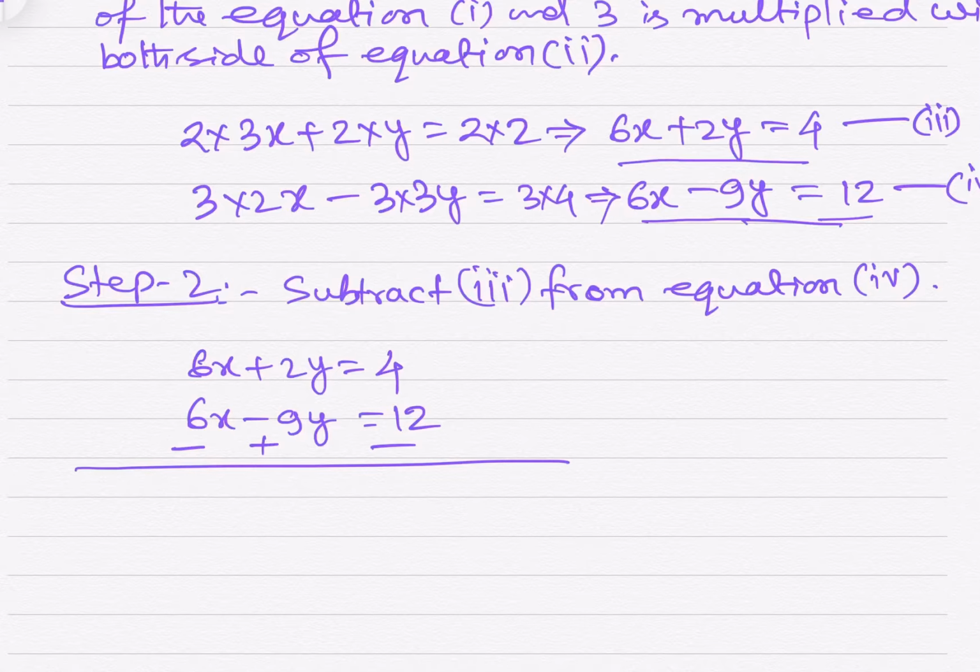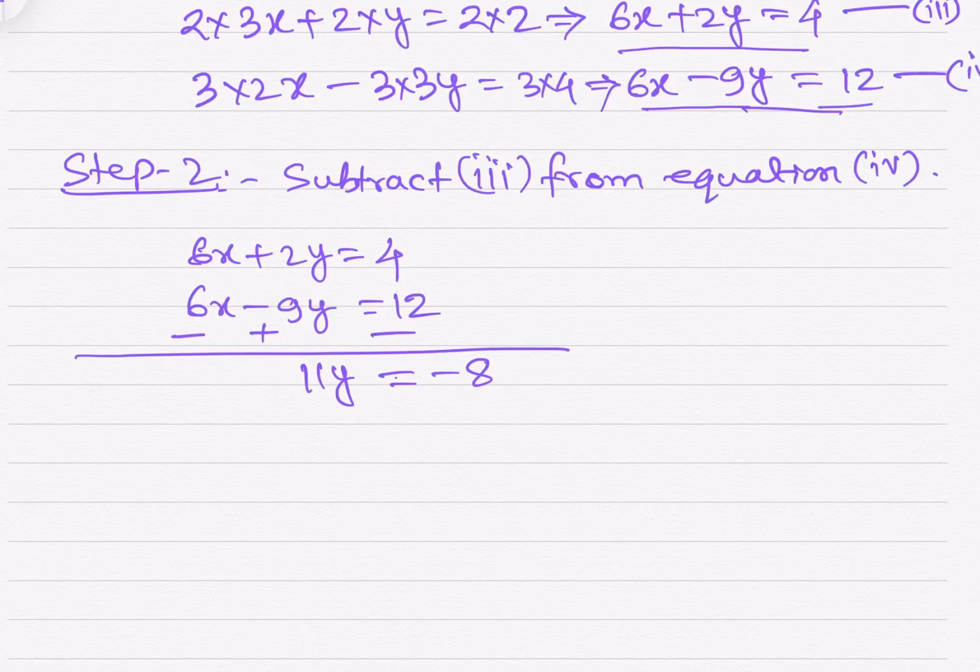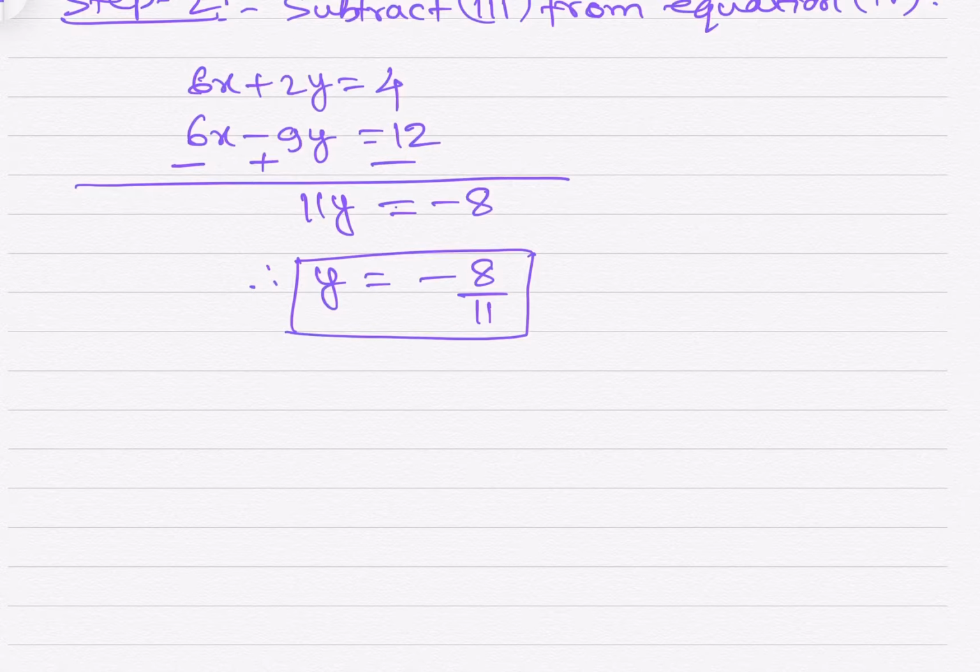Here now 9 plus 2 is 11, so 11y equals minus 12 plus 4, which is minus 8. So therefore the value of one variable, which is y, is minus 8 by 11. So we get one variable value. Then we calculate the second variable value, which is x.